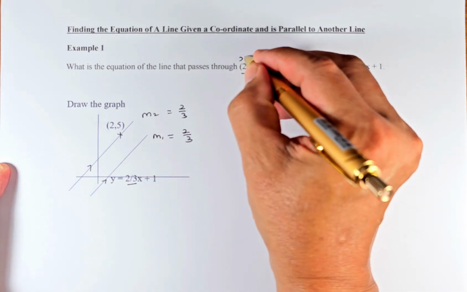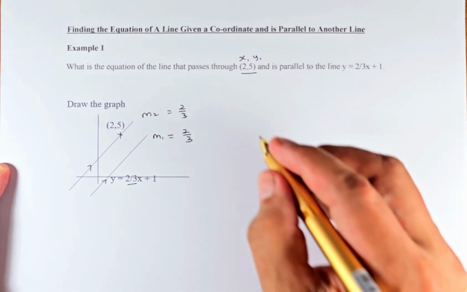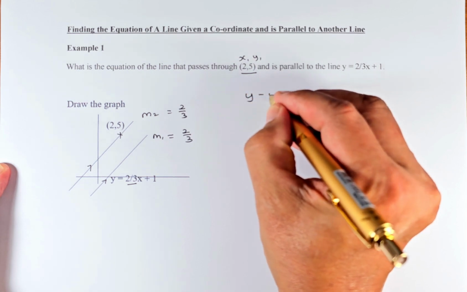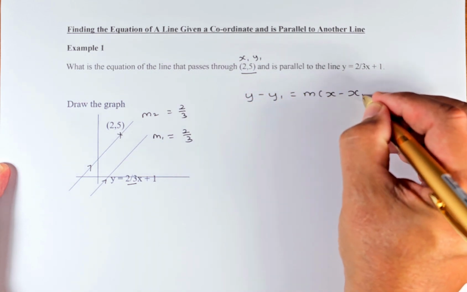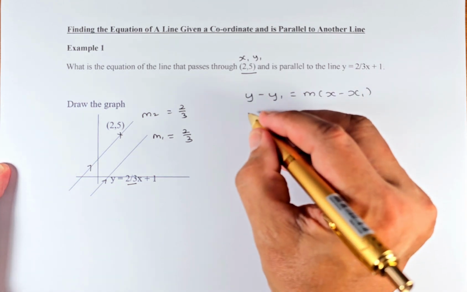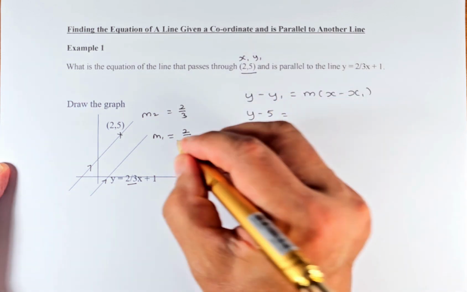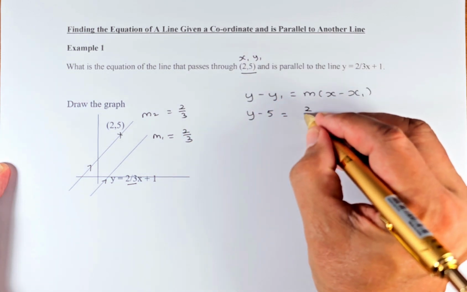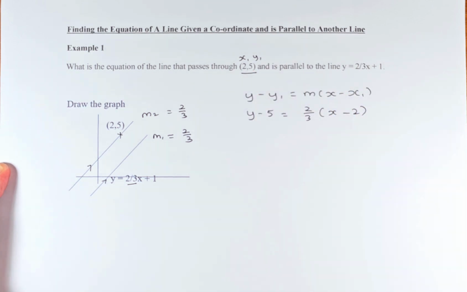So x1 is 2 and y1 is 5. So we're going to use the formula as usual, y minus y1 equals m times (x minus x1). Okay, so now we're going to substitute all the values that we know. So it's going to be y minus 5, m is 2/3, so 2 over 3, the gradient is 2/3, times (x minus 2), the x1 is 2.